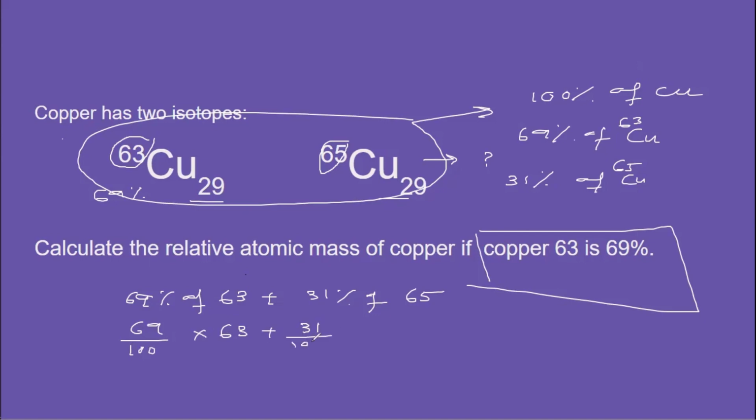So 69 by 100 into 63 plus 31 by 100 into 65. This one will become 43.47 plus this one will become 20.15. To remember in the exam, you have to keep your answer up to 2 decimal places. And then we can show that approximately, since after the decimal the value is more than 50, it is approximately 64. So this is how we do the calculations of the isotopes.